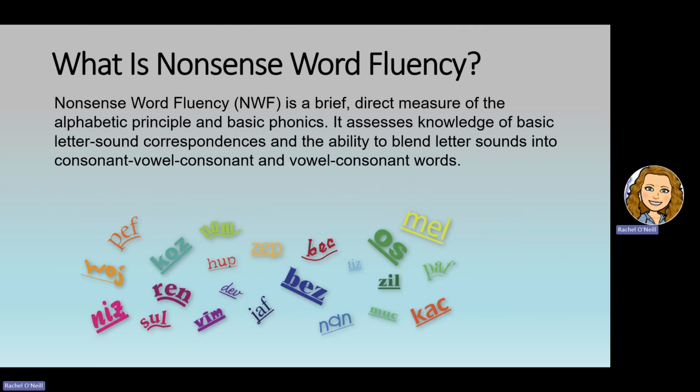Another skill that's assessed is nonsense word fluency. Nonsense word fluency is an indicator of the alphabetic principle and basic phonics skills. It measures the student's knowledge of basic letter sound correspondence, as well as the ability to apply the knowledge to decode simple words they've never seen before.